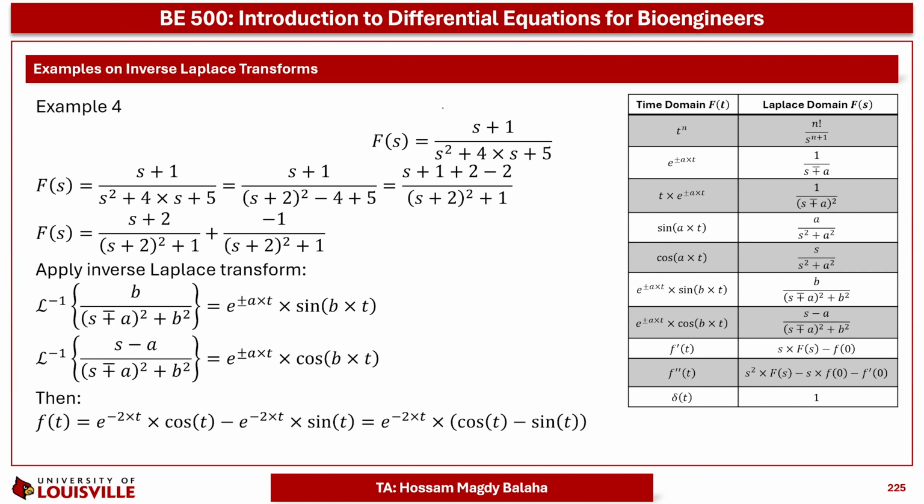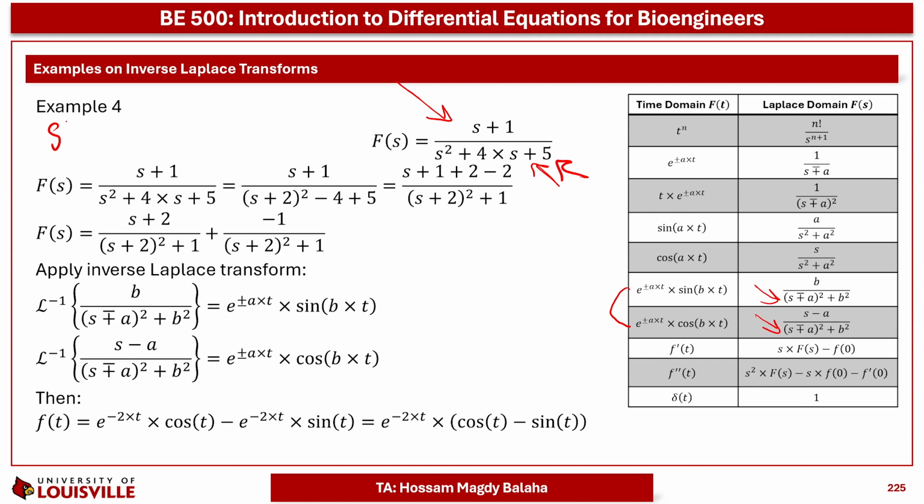One more example, S plus 1 over S squared plus 4S plus 5. When you find something like that, then try first to apply partial fraction. If you couldn't apply partial fraction, or it's difficult, such as in our case, then you can simply think about the exponential multiplied by sine or the exponential multiplied by the cosine. How? Simply, we can put the numerator in this form or this form.